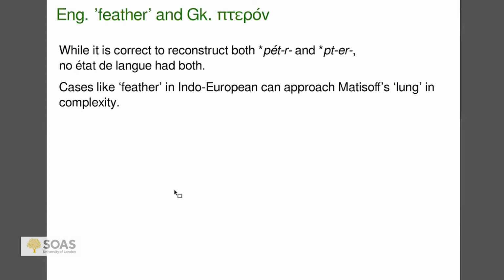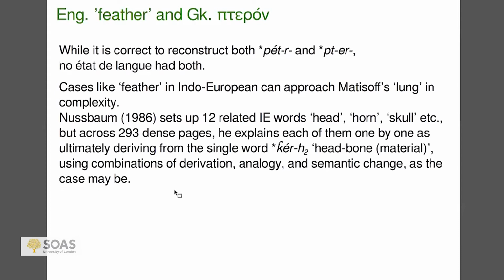And just to say, in fairness to Matisoff's 21 words for lung, cases like feather in Indo-European can approach that level of complexity. In particular, Nussbaum in a 1986 monograph sets up 12 related words for head, horn, and skull in Indo-European. It's a very hard problem that had been sitting around for a long time, and he tried to solve it. And I think his solution is seen as pretty good. In this 300-page monograph, he explains each of these forms one by one as ultimately deriving from a single noun, kerch, which meant head bone, the bone of the skull, and uses different combinations of derivational morphology, analogy, semantic change, as the case may be, to get to these various attested forms.